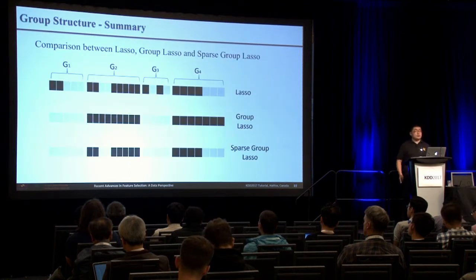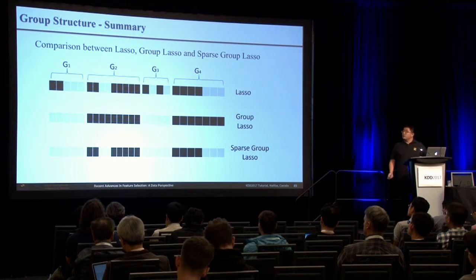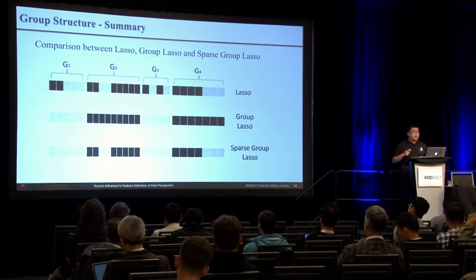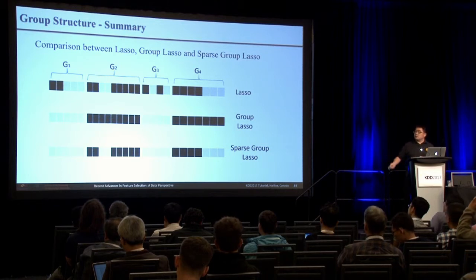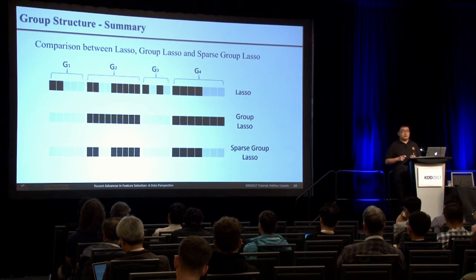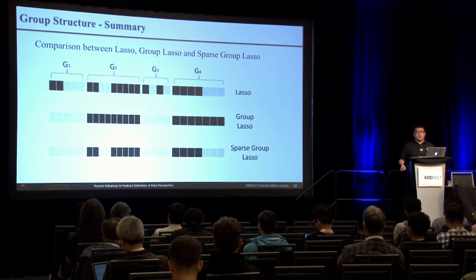So here is a comparison between the lasso, group lasso, and the sparse group lasso. Basically, we have 4 groups of different features. If we use lasso, we totally ignore the structures among features, and the selected features can be evenly distributed over different groups. For the group lasso, we perform group selection to find a small number of groups.